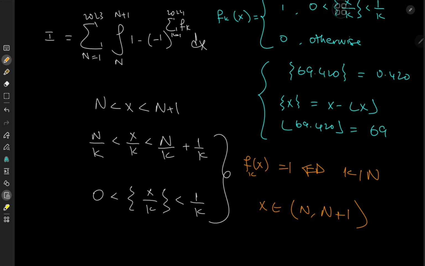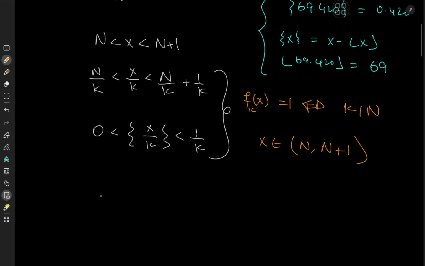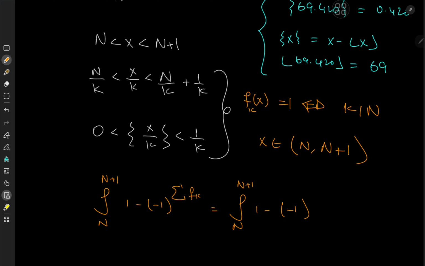And this is actually quite useful because note that we have the integrals from n to n plus 1 of 1 minus negative 1 raised to the sum of these f sub k's, which sorts out to the integral from n to n plus 1 of 1 minus negative 1 to... Now, let's say that certain k's divide n. Then we would get 1 for those values and 0 for the others. And the zeros, of course, do not matter.